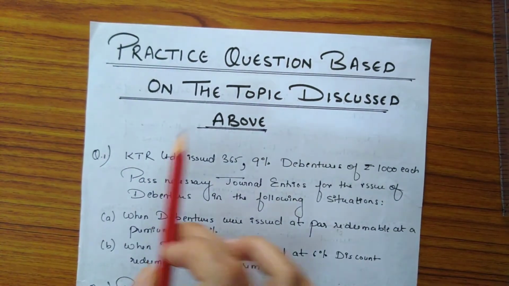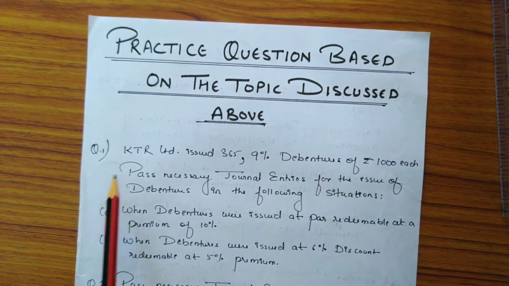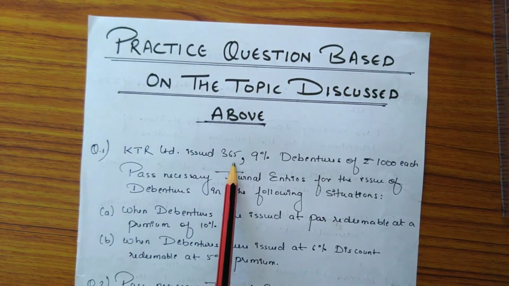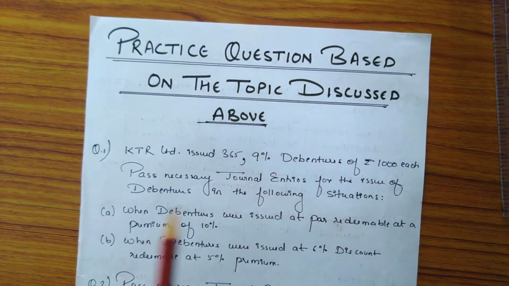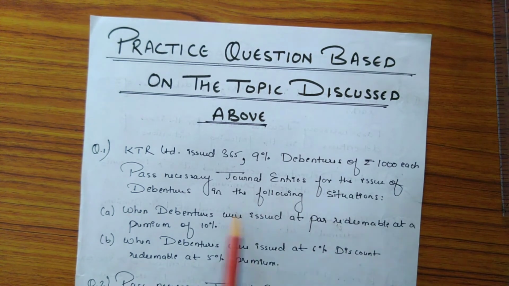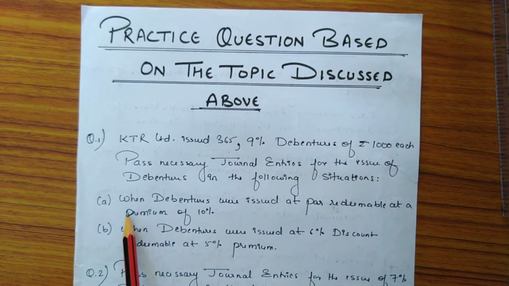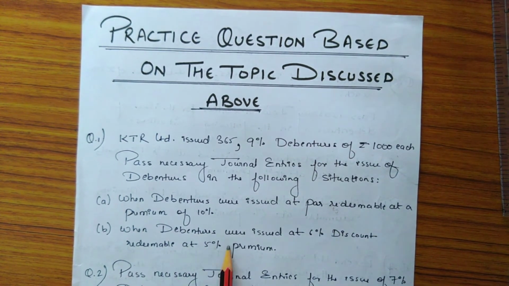Now here is the practice question based on the topic discussed above. First question is, KTR Limited issued 365 9% debentures of rupees 1,000 each. Pass necessary journal entries for the issue of debentures in the following situations. First situation is when debentures were issued at par, redeemable at premium of 10%. Second, when debentures were issued at 6% discount, redeemable at 5% premium.